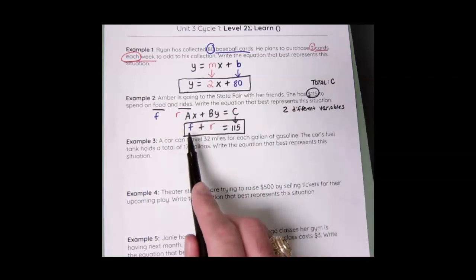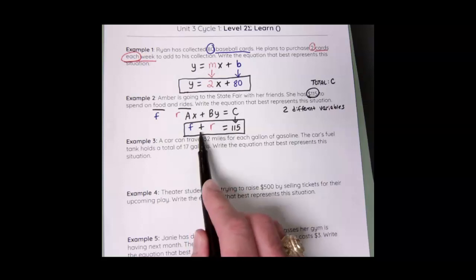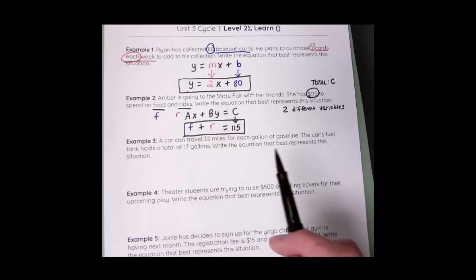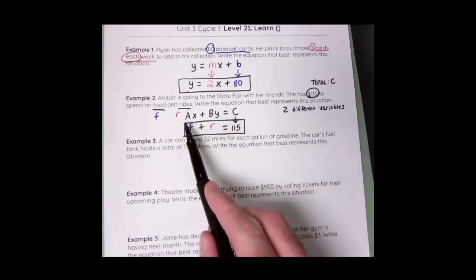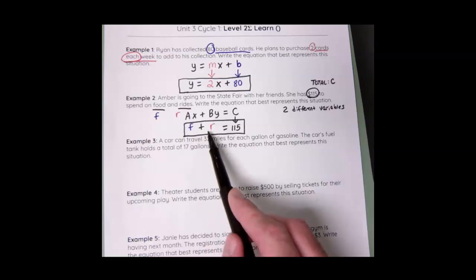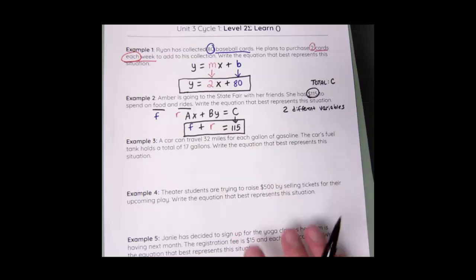All this is saying is she has money to spend on food and money to spend on rides, and all that's going to equal $115. That's all there is to it. When you have two variables, you're going to put it in this form. You're going to say this is how much she has to spend on food, this is how much she has to spend on rides, and that all equals $115.